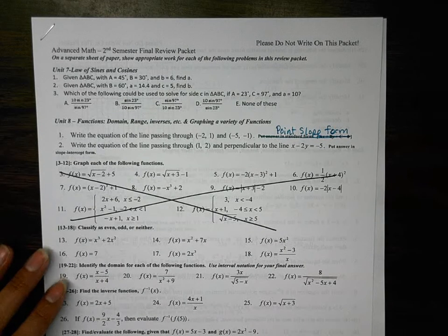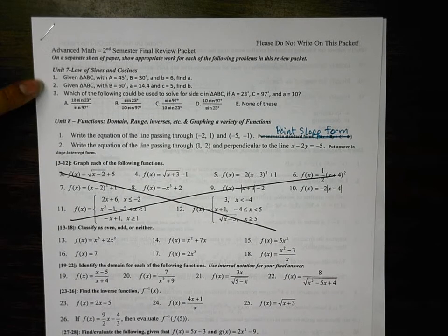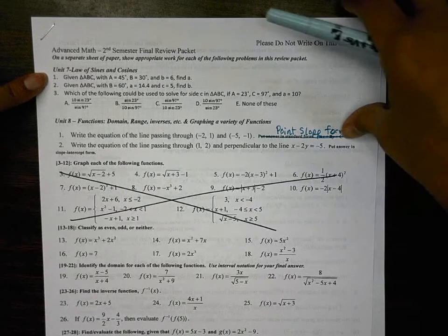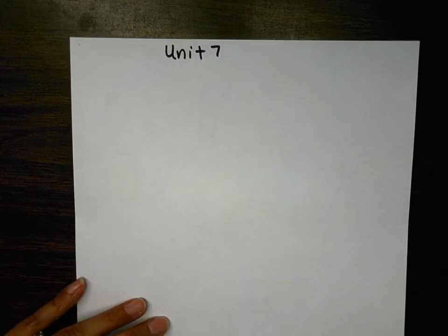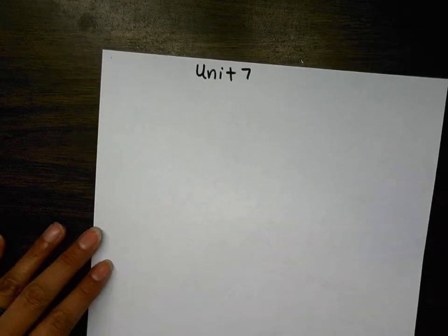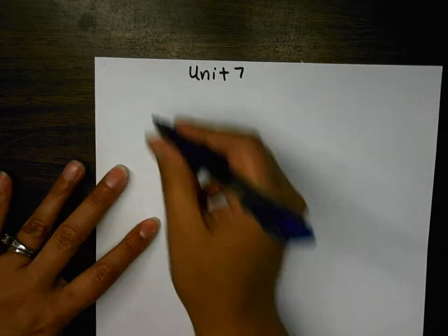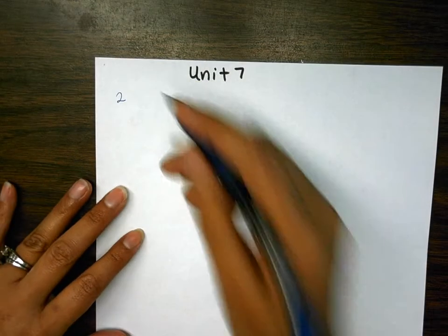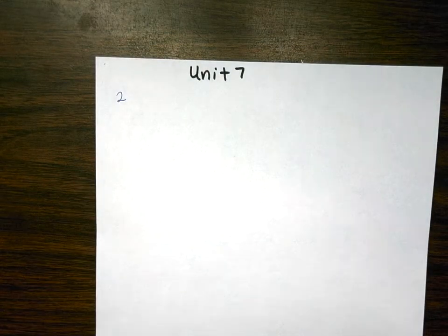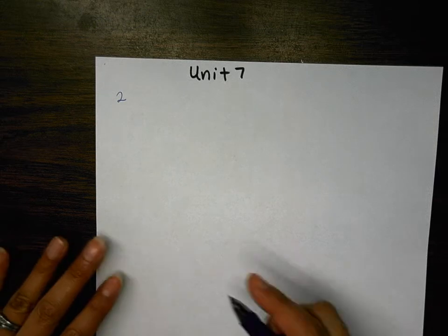Okay, this is Advanced Math final review for Unit 7. Remember, we're taking our final next week. Everyone should have this packet. From the Unit 7 section, questions you want to see explained, worked out. Number 2. There's only 3. Well, let's do 2, and then we'll go from there.